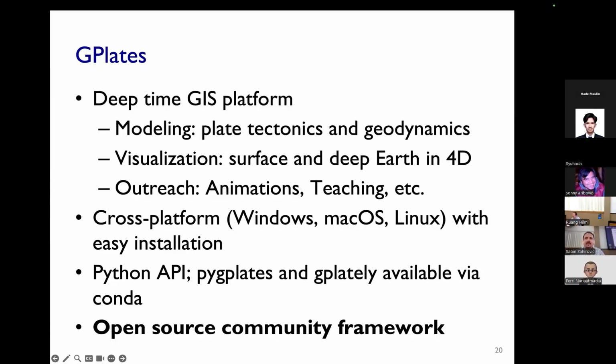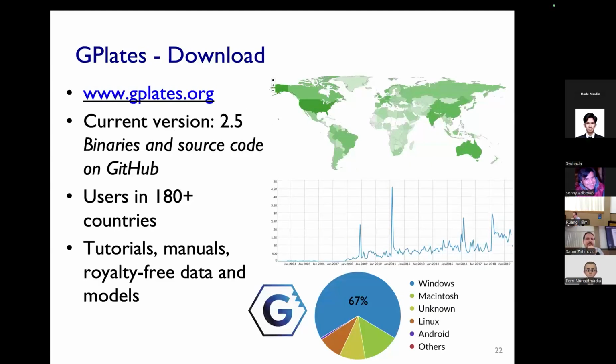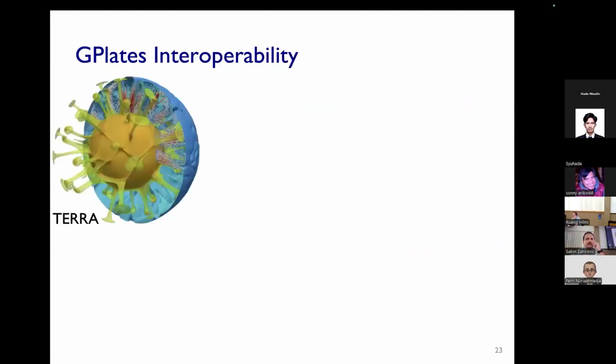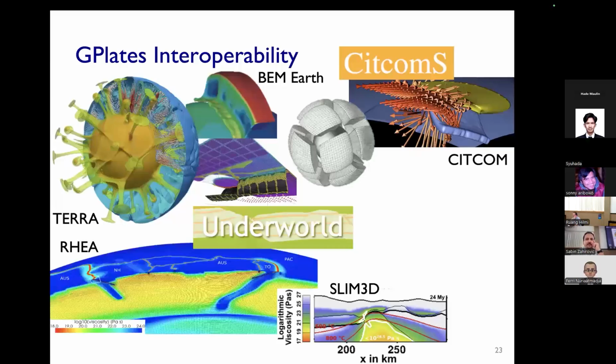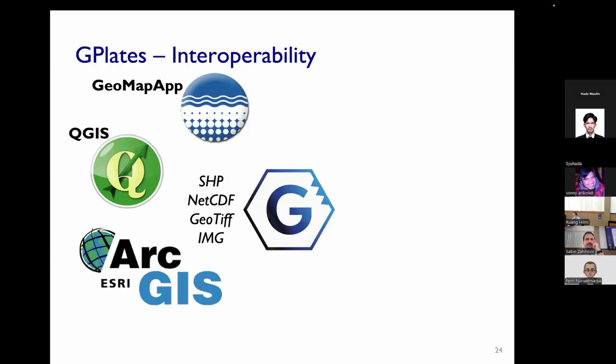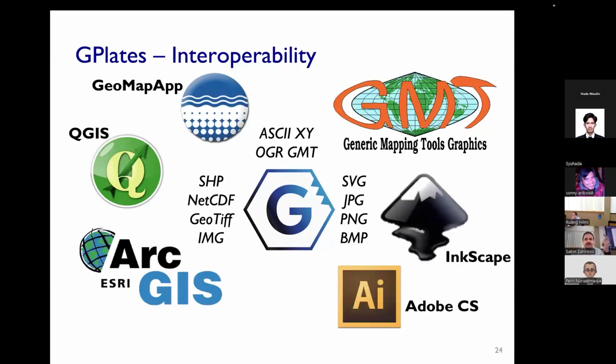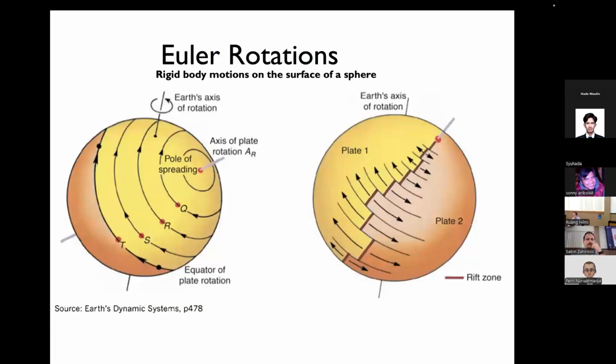Anyone here use Python and coding? Not yet? Okay. Some students. Okay. So look, I'm not going to dwell on all of this, but this is kind of the interoperability with some of the geodynamics codes. And this is the QGIS, GeoMap app, ArcGIS, GMT, Inkscape, Adobe Creative Suite, and there's a whole bunch of things that interface with Excel as well.